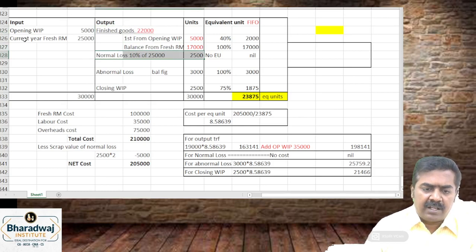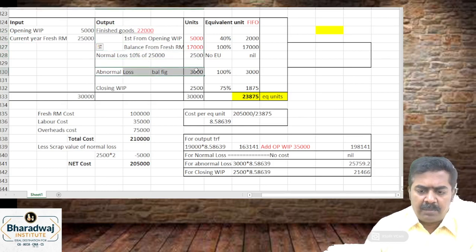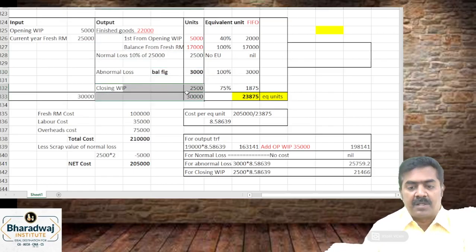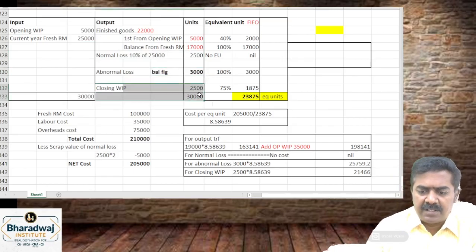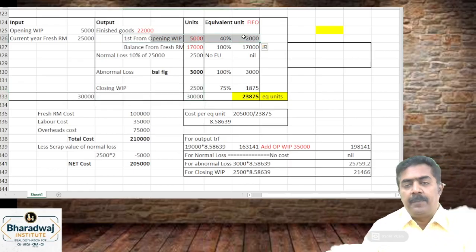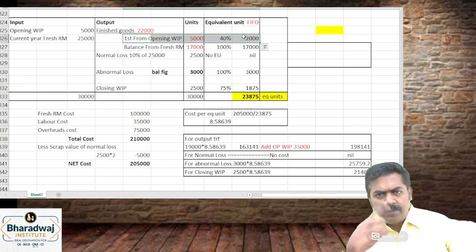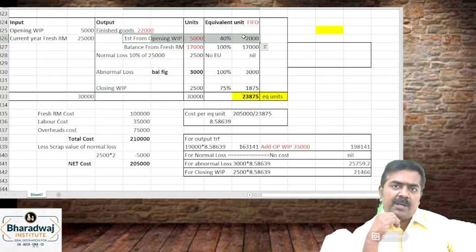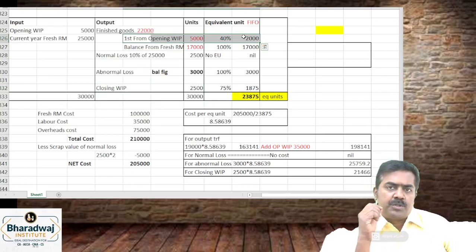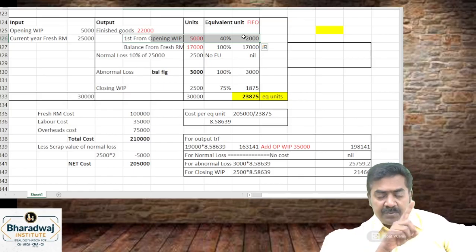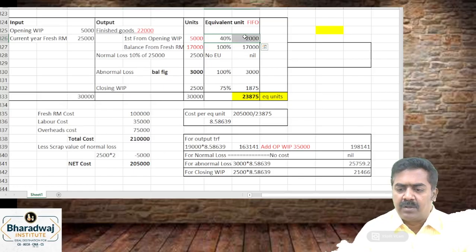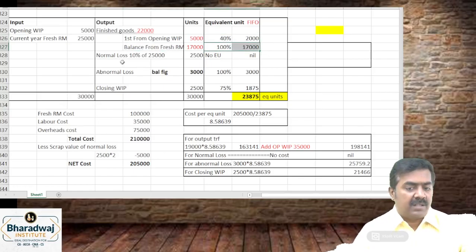Normal loss is given as 10% of current year input. Abnormal loss is the balancing figure in this question, because the shortage is abnormal loss. Closing WIP is given in the question. Opening WIP, why 40%? I am repeating it again and again because it's a new concept that you must remember for IMA exams. It is one of the most surely tested areas. Already, look at the question, 60% is completed. Balance 40% we do now. Fresh raw material, we do 100% of the work and transfer.